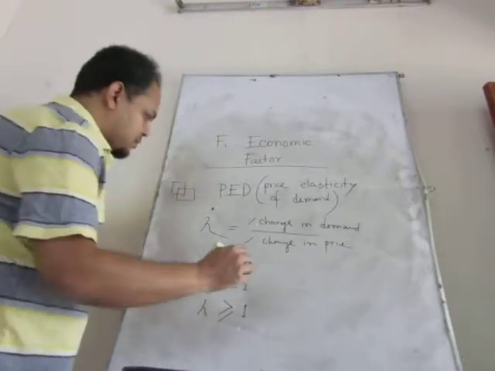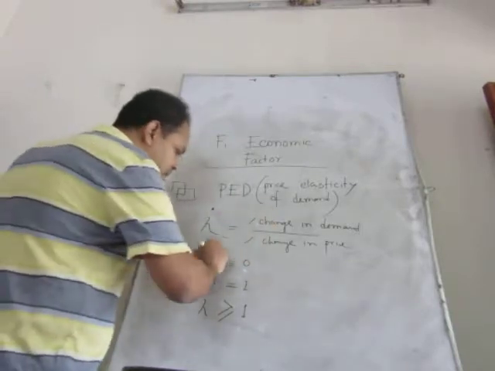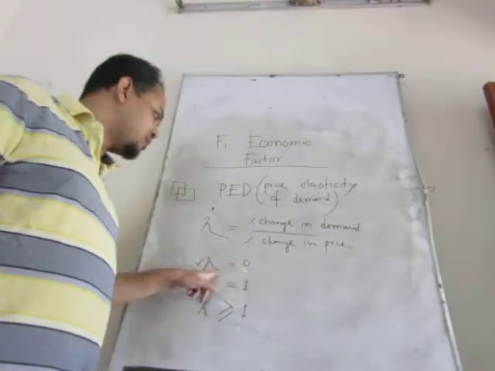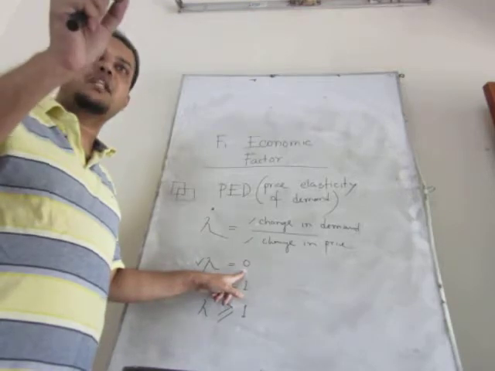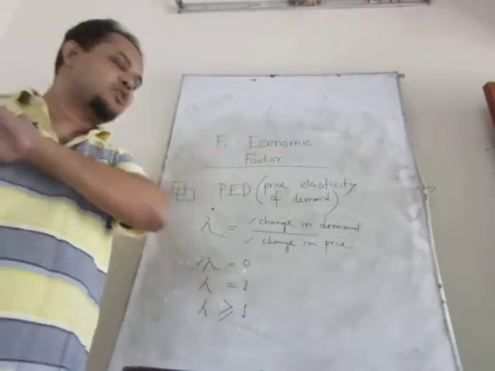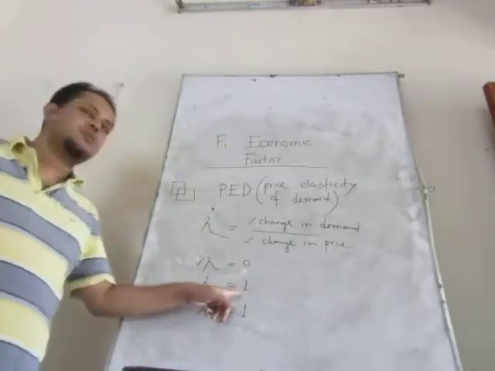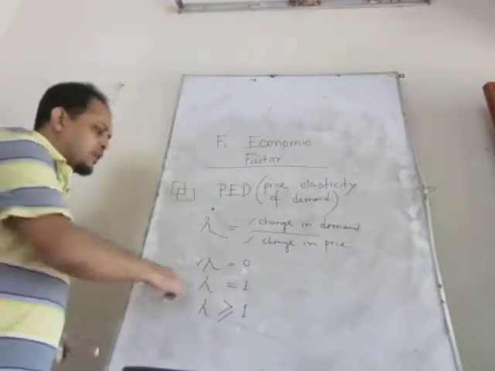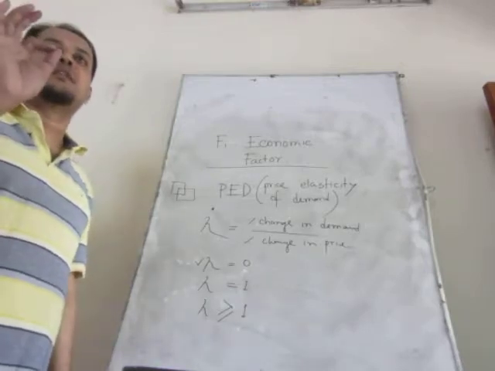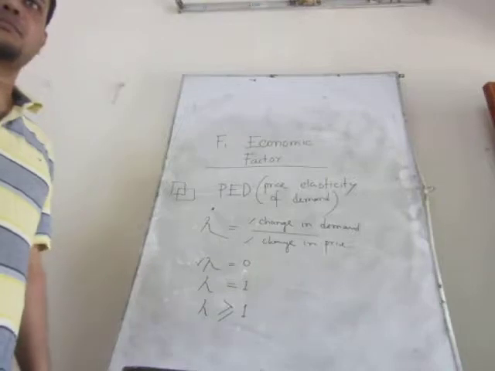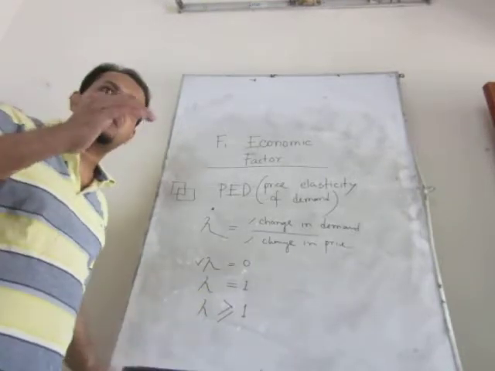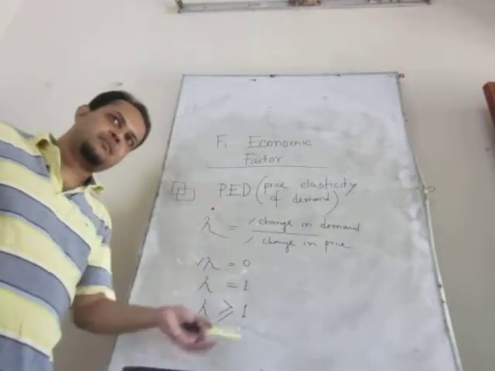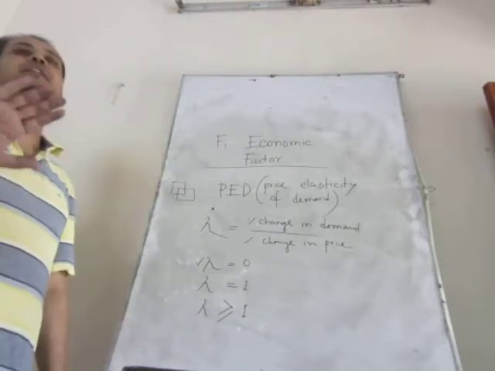Then we have to use some names. When lambda equals 0, that means quantity is not responsive at all to changes in price. That's why when lambda equals 0, the product is called a perfectly inelastic product. Inelastic means it is not responsive to changes in price. When lambda equals 1, in between these two, this is called unit elasticity. Unit means demand will change as much as the price changes. This is a unit elastic product. So elasticity actually starts from 1. As lambda goes up, more than 1, this is called elasticity, or an elastic product.